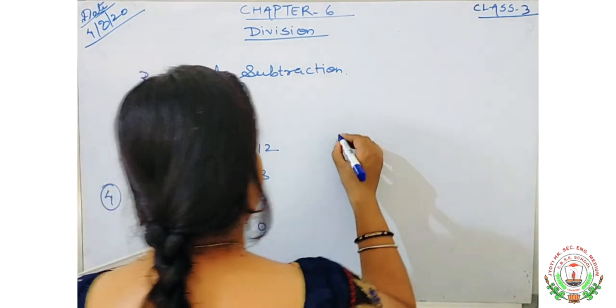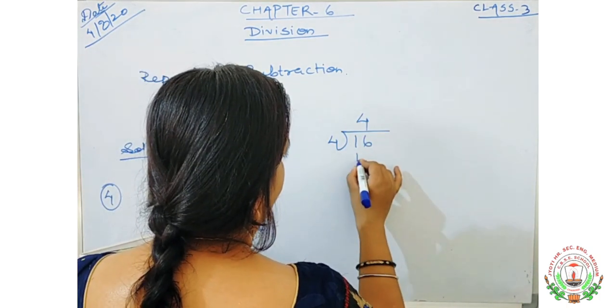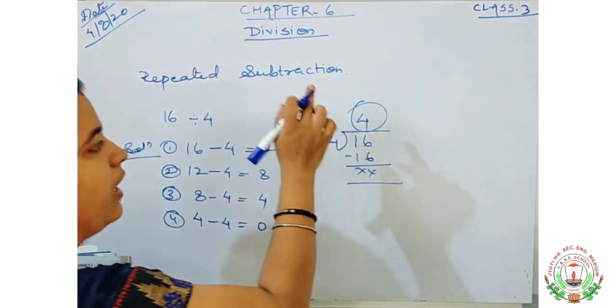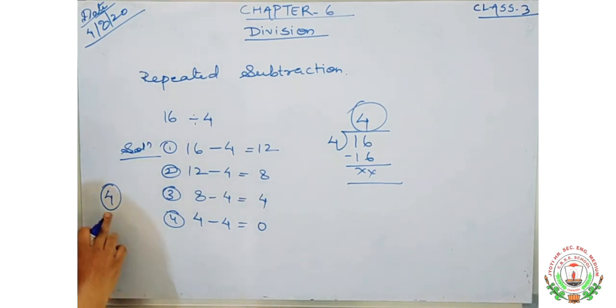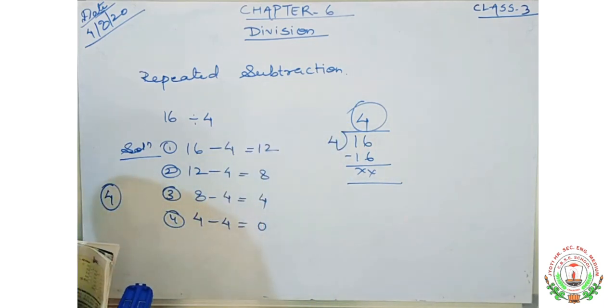Now we will just divide and see. 4 4s are 16. So what is the answer? The answer is also 4 here, and here also 1, 2, 3, 4. 4 times we have to subtract to get 0. So what is the quotient of this number? The quotient of this number will be 4.